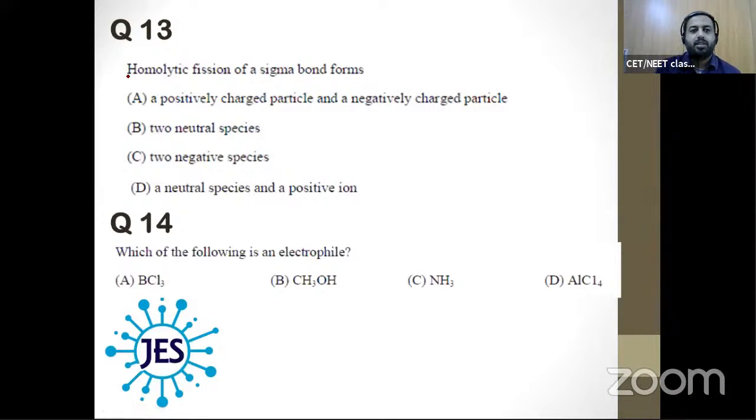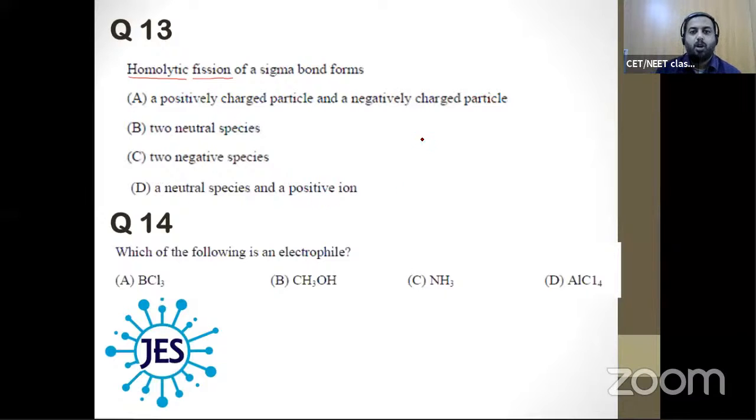Homolytic fission. We all know what homolytic fission is. It is a type of covalent bond breakage, wherein both the participating atoms part away with one electron each. Now you should find out what kind of species such a homolytic fission leads to. Will it be ions? Will it be radicals? If it's ions, will it be only negative ions, or only positive ions, or both?